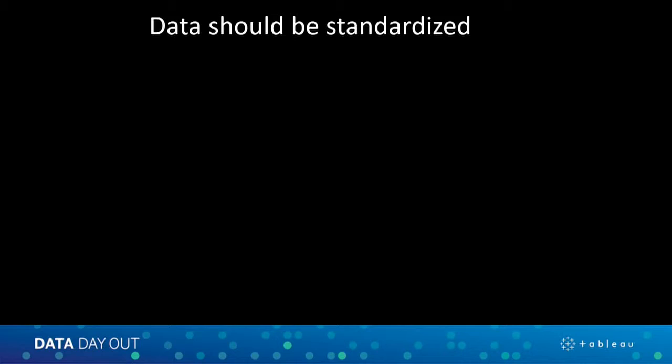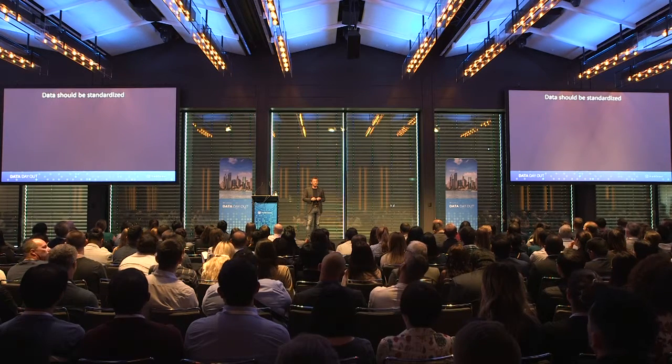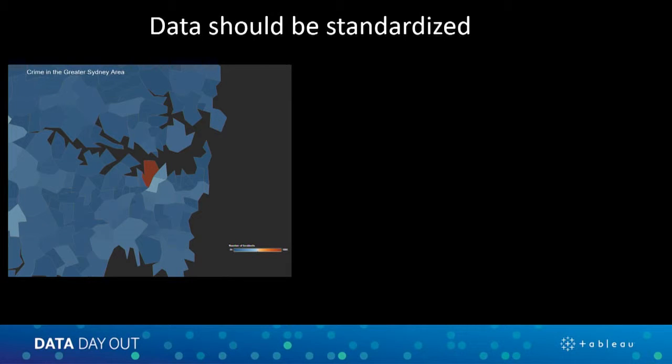The second thing is that your data should be standardized. What do we mean by that? Let's take an example. This map is showing the crime in the Sydney area. It shows the number of incidents or the number of crimes in each of the suburbs. And as you can tell here, the CBD is red.